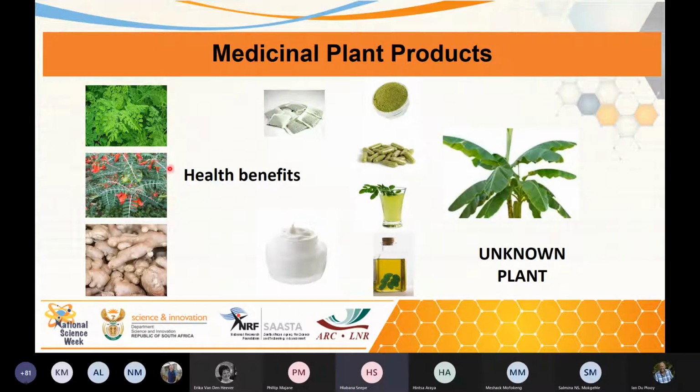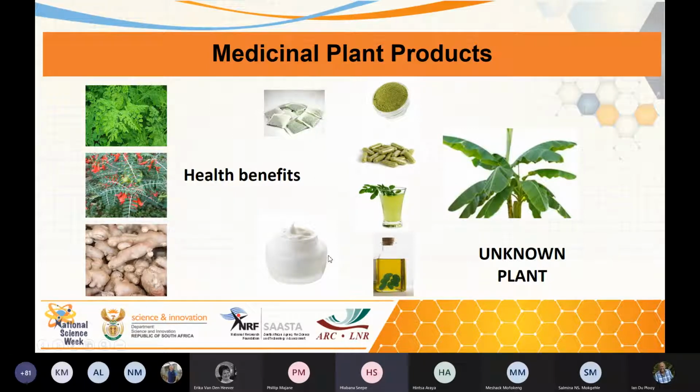There are lots of products which can be developed from medicinal plants. For example, they can be used to make capsules. Some can be consumed as soft drinks. They can also be processed into oil, and others can be used in the pharmaceutical and cosmetic industry. Like some of my colleagues have mentioned, there are lots of medicinal plant products available on the market.